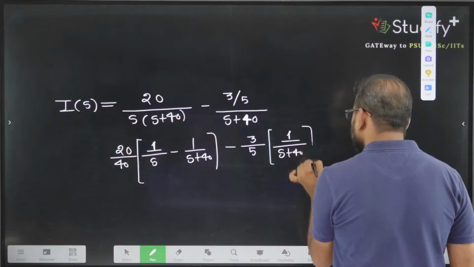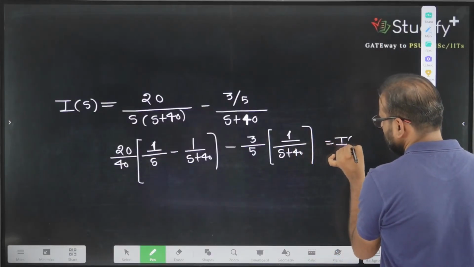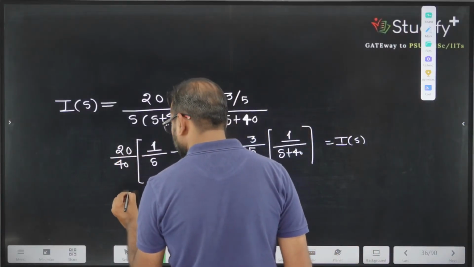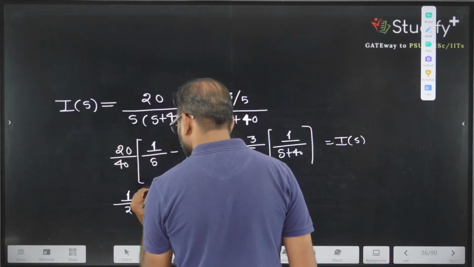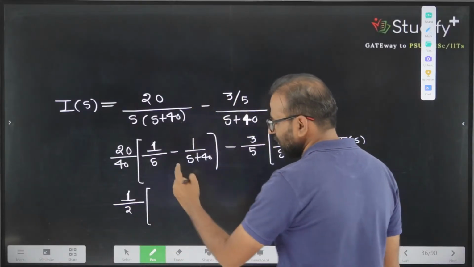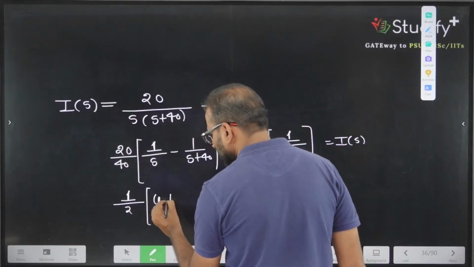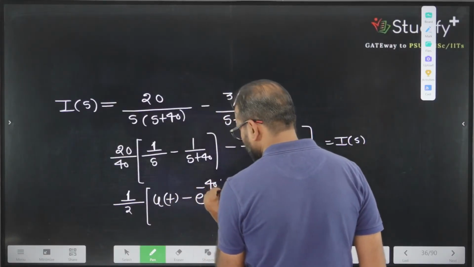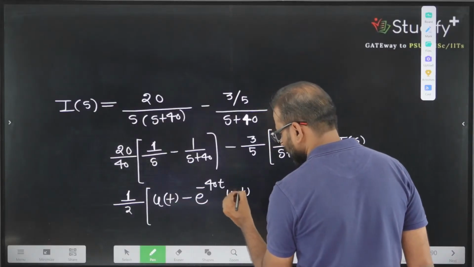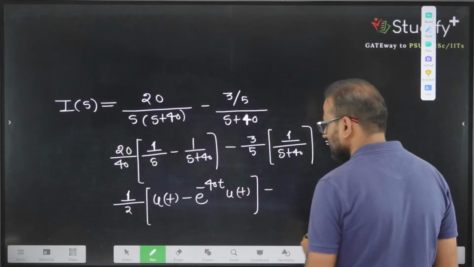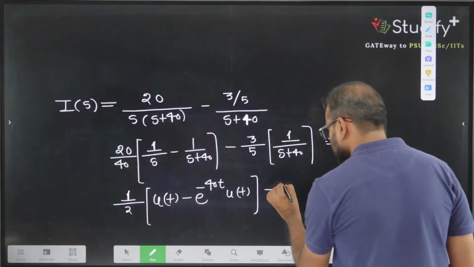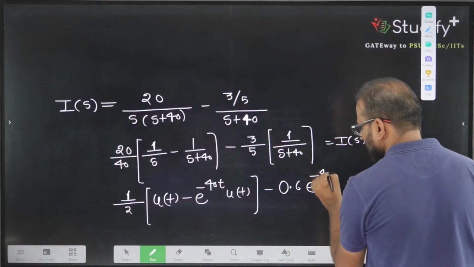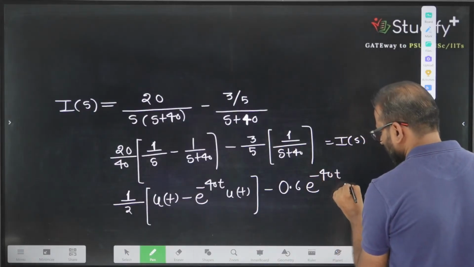Now I can take the inverse Laplace transform. And what will be the inverse Laplace transform? The inverse Laplace transform of 20 by 40 is 1 by 2. What is the inverse Laplace transform of 1 by S? It is u of t, minus e to the power minus 40 t into u of t, minus 3 by 5 is minus 0.6 into e to the power minus 40 t into u of t.